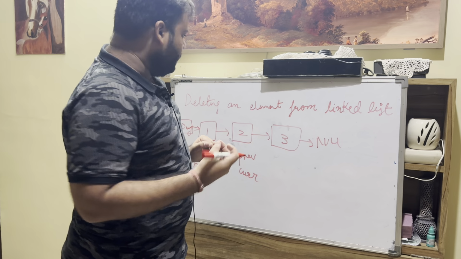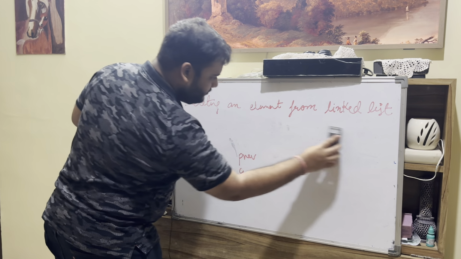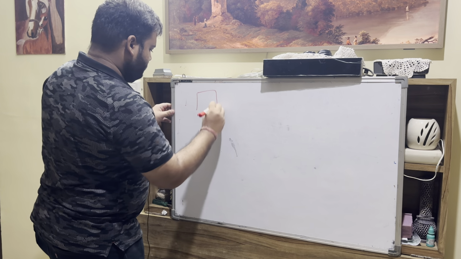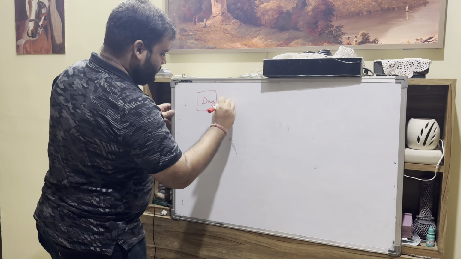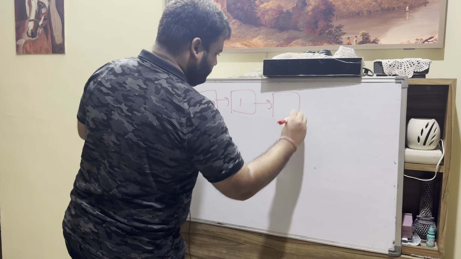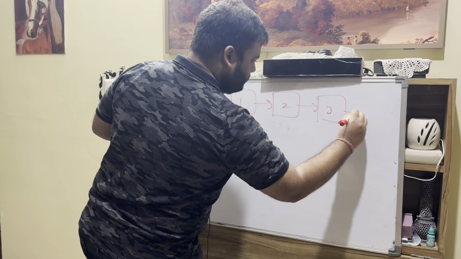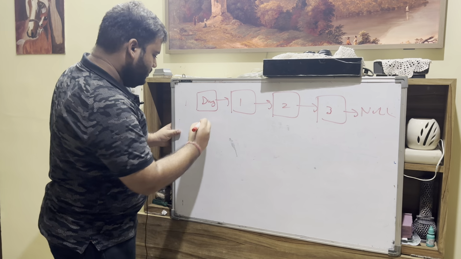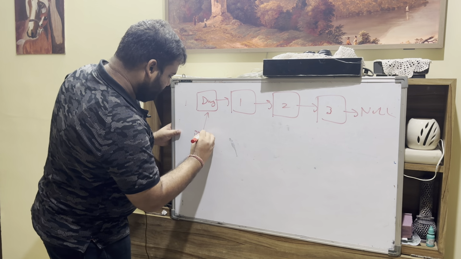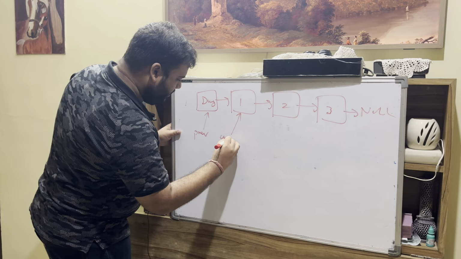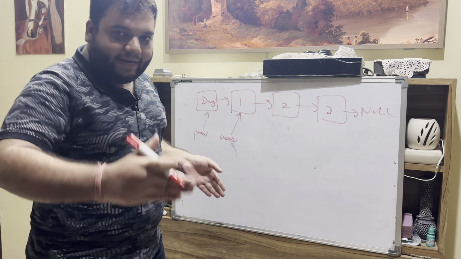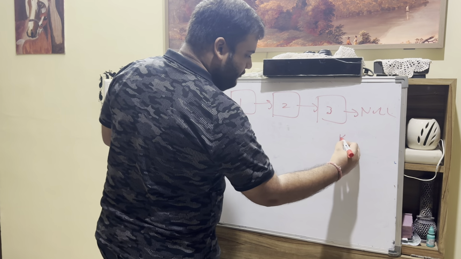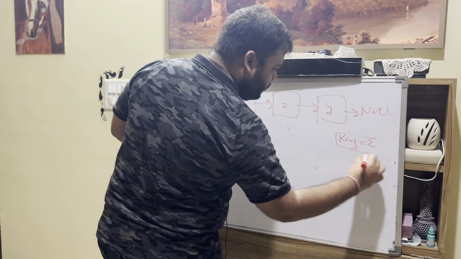Now how exactly is this going to work? So we have added a dummy node. So this is our previous, this is our current. We are going to iterate the current pointer till we find the key. So the key currently is 2.